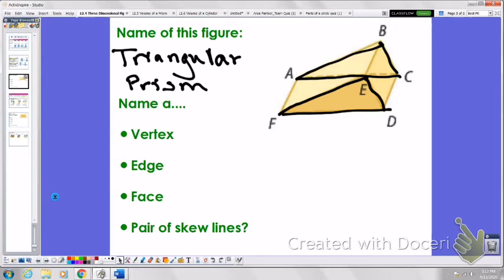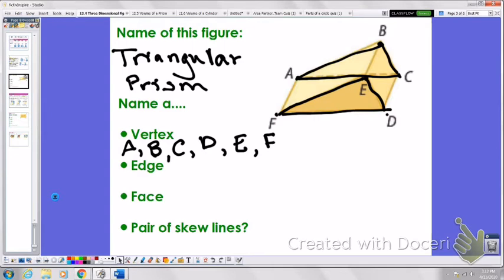So now we want to name a vertex. Our vertex is each of these points here. It's where 2 of the edges meet. So our vertex is going to be any of these letters. Make sure you guys use capital letters. Now it says to just name one, but I'm going to go ahead and name all of them. So for our vertex, we have point A, point B, point C, D, E, and F. I think I got all of them there.